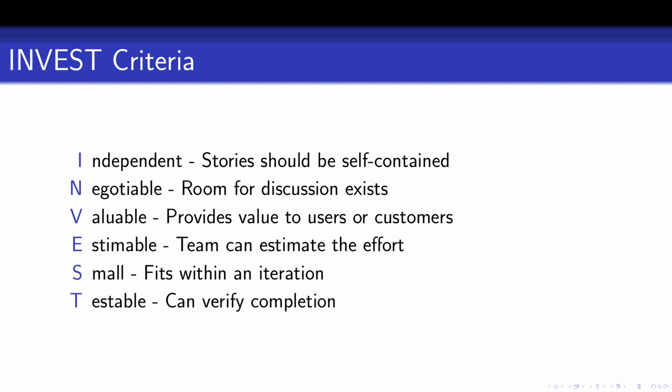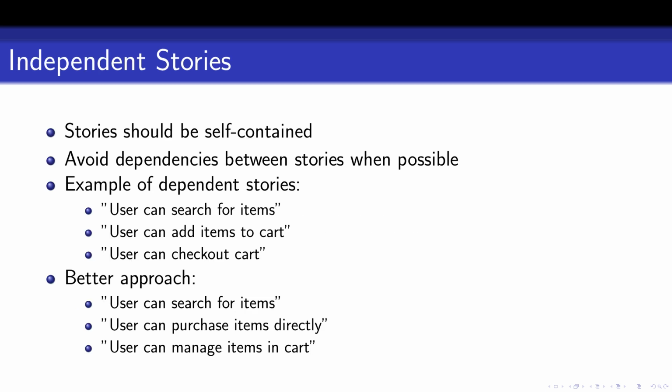The INVEST criteria provide a checklist for crafting effective user stories that are independent, negotiable, valuable, estimable, small, and testable. Stories should be self-contained and avoid dependencies. For example, instead of having separate stories like "user adds items to the cart" and "user checks out," you can combine them into "user completes a purchase."